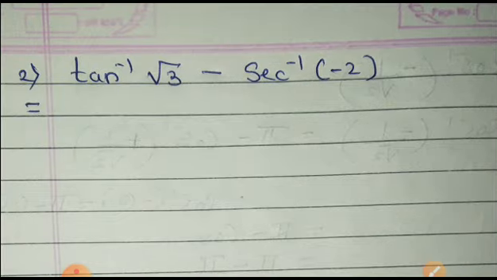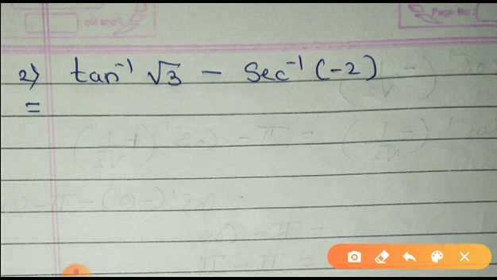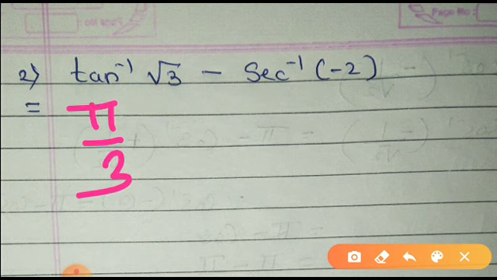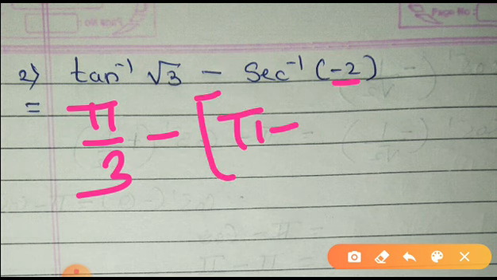Next one, tan inverse of root 3 minus sec inverse of minus 2. Now tan inverse of root 3 is what? At which angle is your tan root 3? Yes, it is tan 60. So it is pi by 3. Yes, minus. Here it is sec inverse of minus 2. I should have that angle positive. What is sec inverse of minus theta? It is pi minus sec inverse of 2.